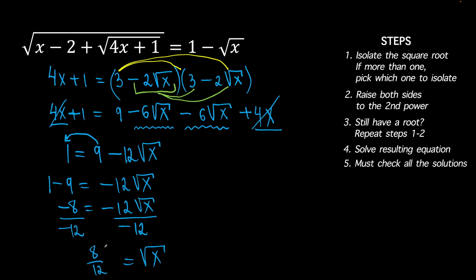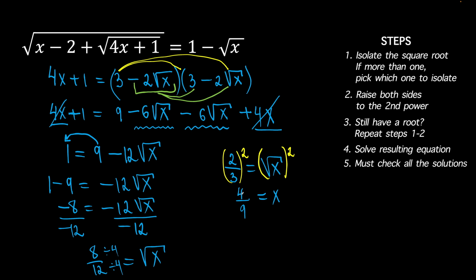Now we can simplify. We can divide numerator and denominator by 4, and we will have 8 divided by 4 is 2, 12 divided by 4 is 3. So square root of x is equal to 2/3. Now to find what x is, we are gonna square both sides. Very good, we're almost there, and get what x is equal to.